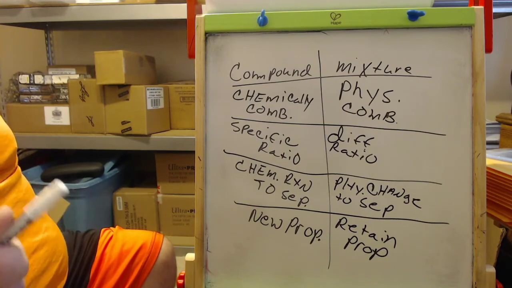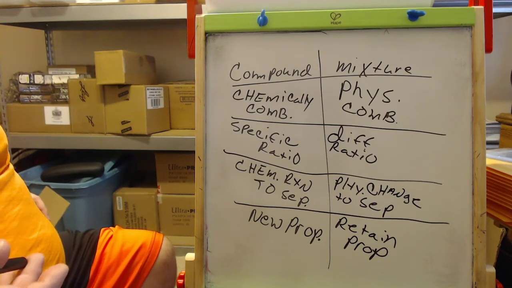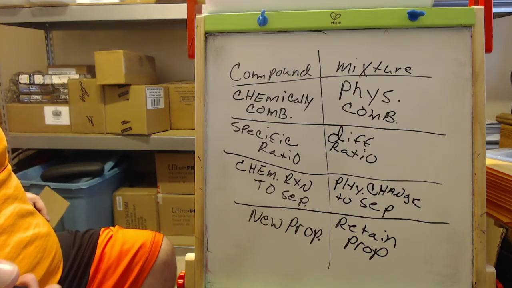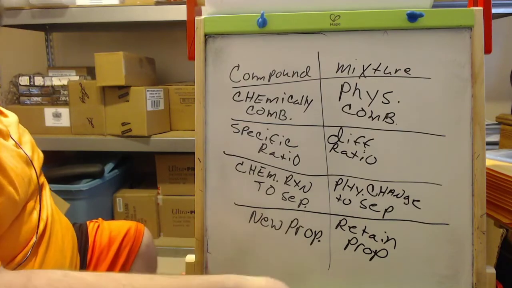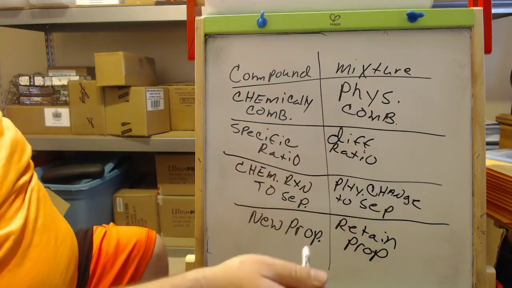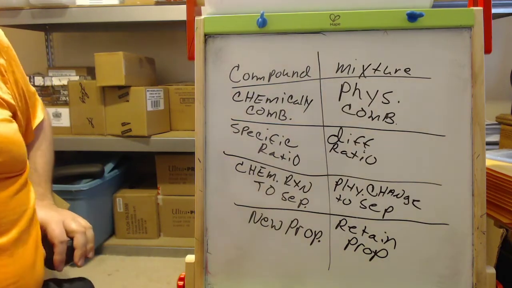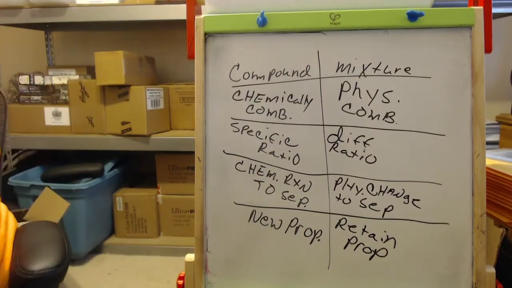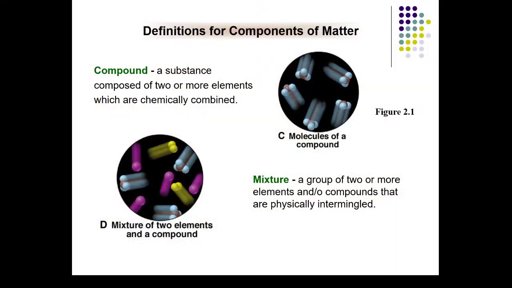So compounds are chemically combined. Mixtures are physically combined. Compounds have specific ratios. Mixtures have different ratios. Compounds require chemical reactions to separate them. Physical changes separate mixtures. Compounds take on new chemical and physical properties, while mixtures will retain some of the properties of what makes them up. So it all depends. So salt water is a mixture. It contains two compounds, salt and water.